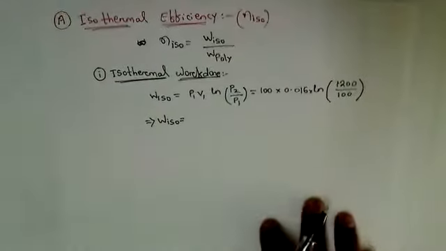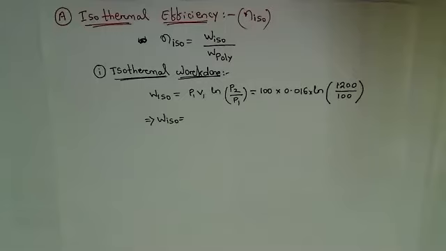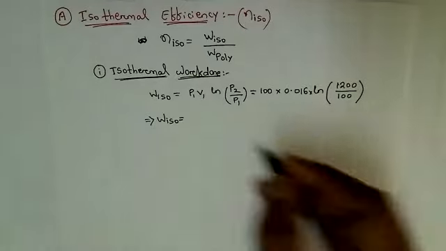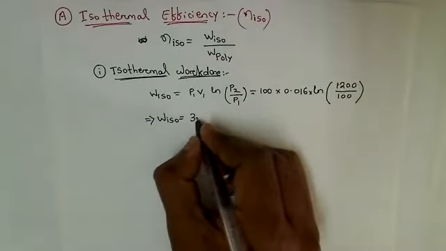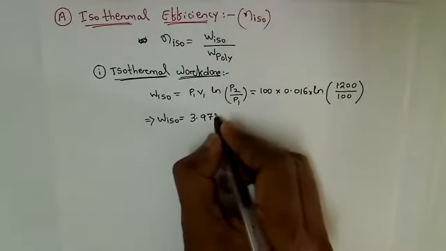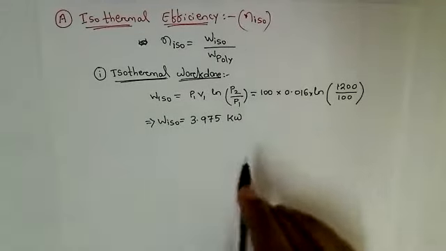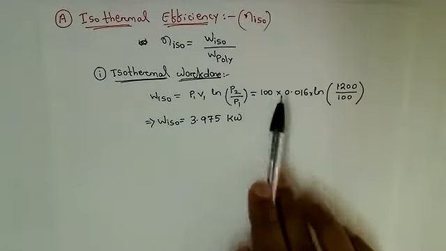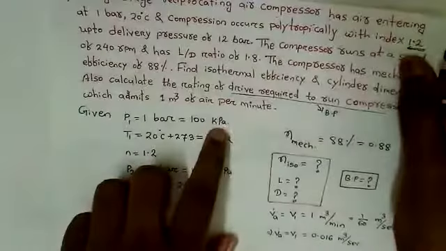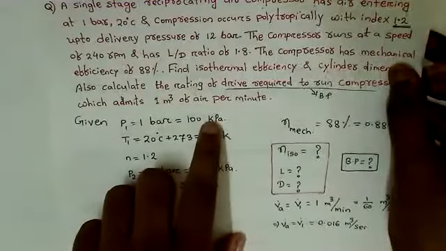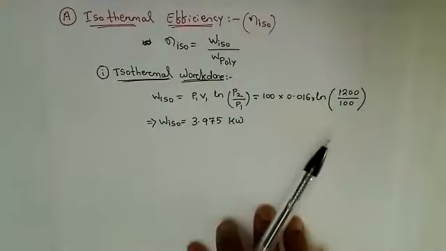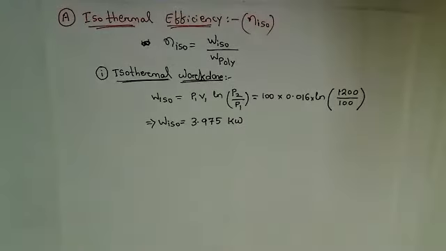Okay. So after clicking on ln, what is the answer we are getting? We are getting 3.975. So the isothermal work done is 3.975 kilowatts. Why kilowatts? Because this pressure we have already converted into kilopascal. So that's why the unit we get is 3.975 kilowatt.